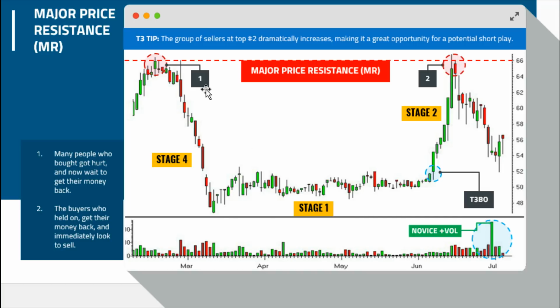At top number 1, many people who bought got hurt and now wait to get their money back. At top 2, the buyers who held on get their money back and immediately look to sell. But the group of sellers at top number 2 dramatically increases, making it a great opportunity for a potential short play.